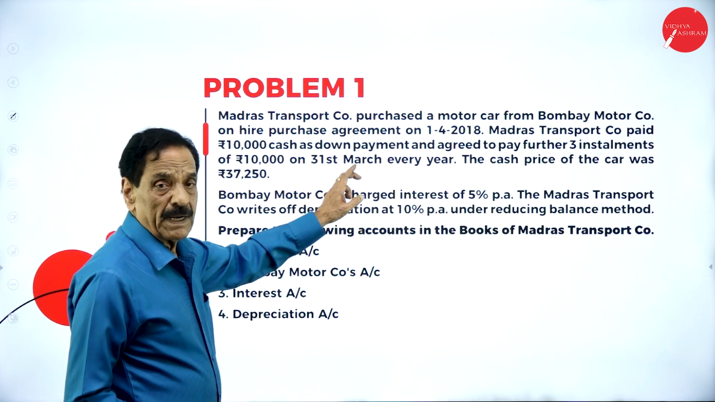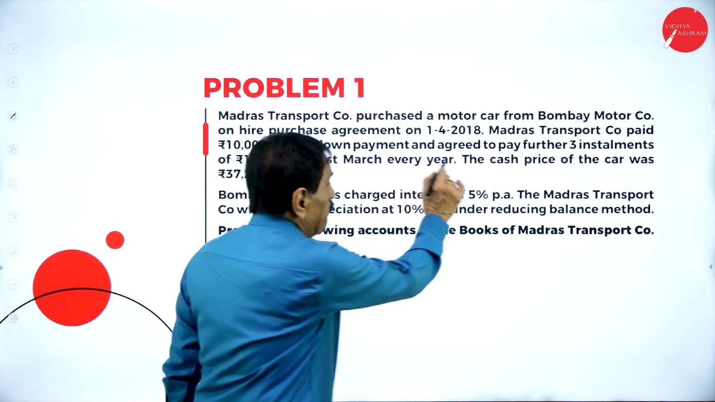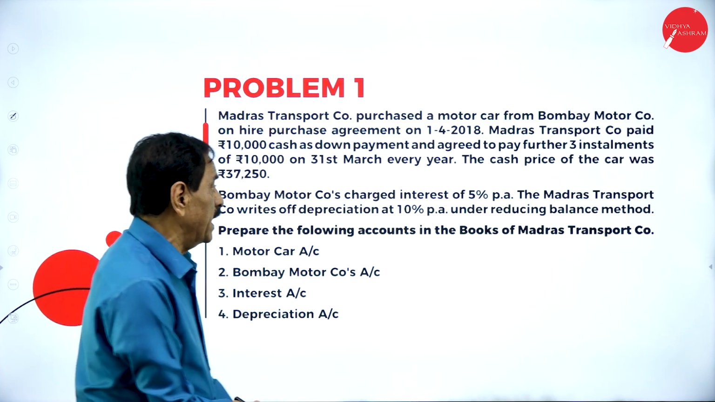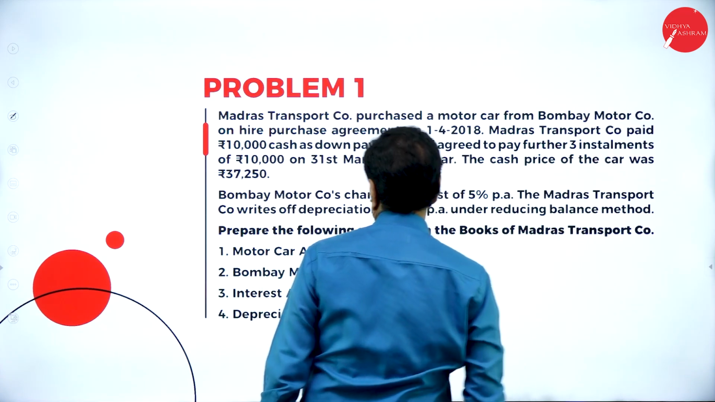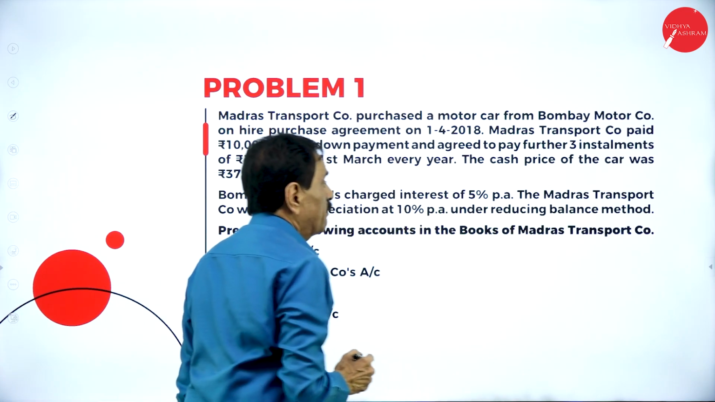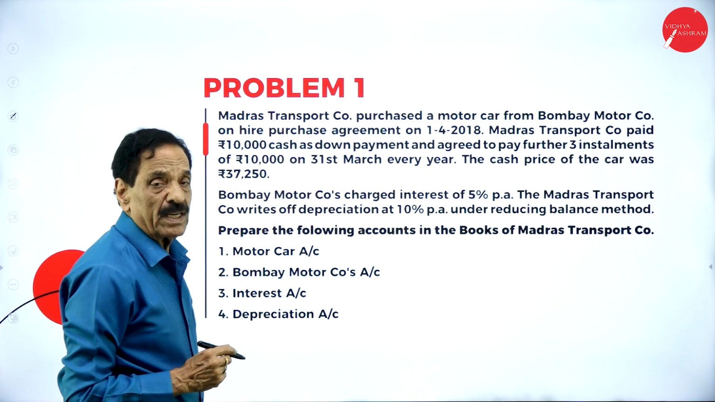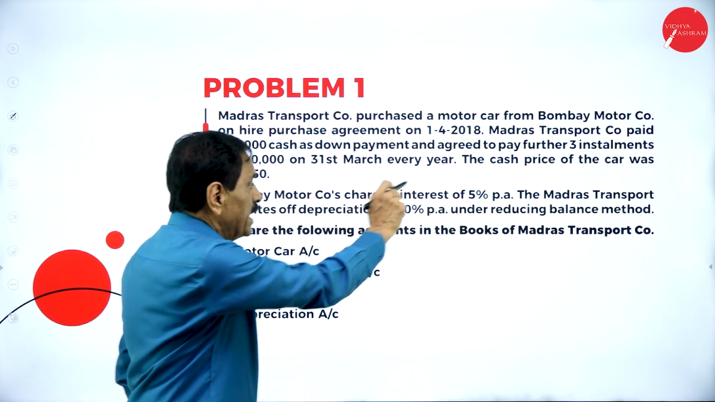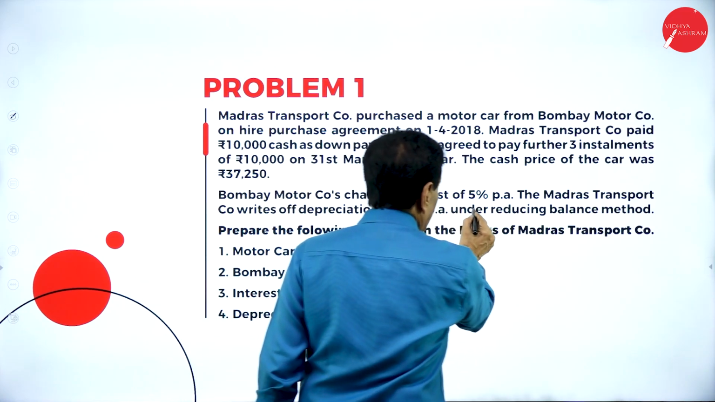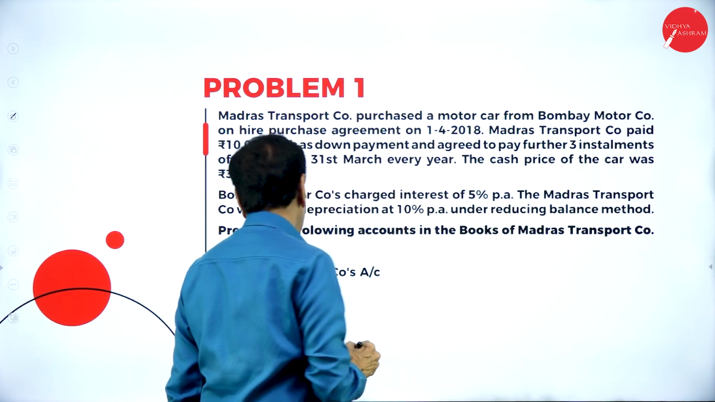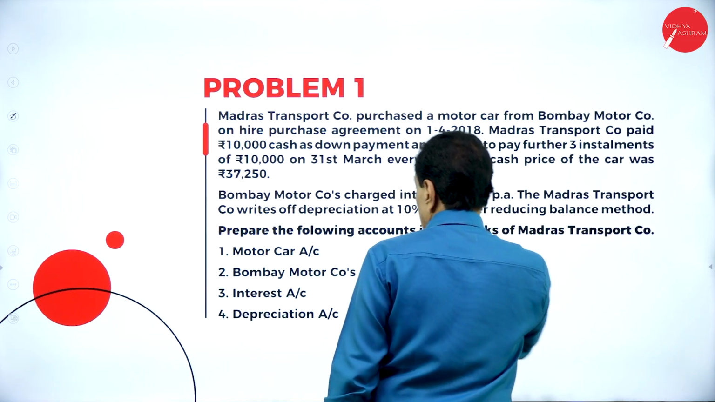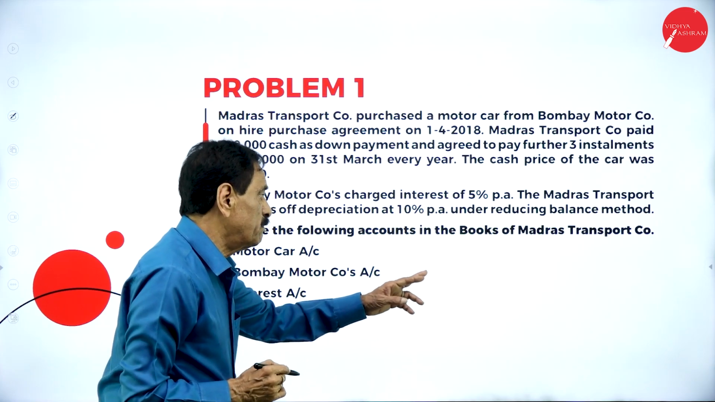Madras Transport Company purchased a motor car from Bombay Motor Company on a hire purchase agreement on 1/4/2018. Madras Transport Company paid rupees 10,000 cash as down payment and agreed to pay a further 3 installments of 10,000 on 31st March every year. The cash price of the car was 37,250. Bombay Motor Company charges interest at 5% per annum. The Madras Transport Company charges depreciation at 10% under the reducing balance method. Prepare the following accounts in the books of Madras Company.